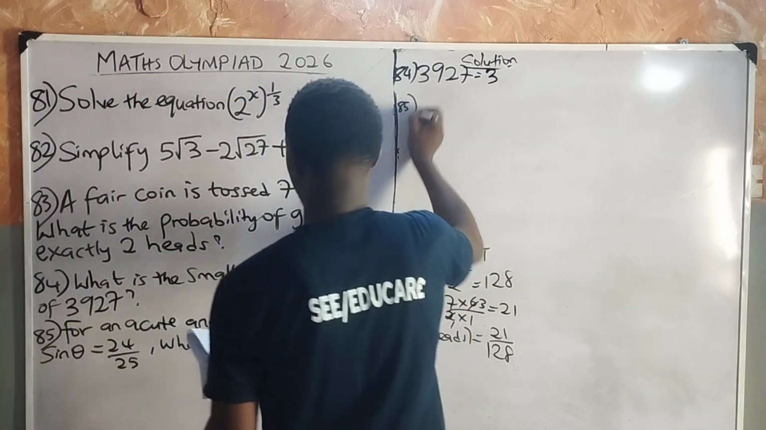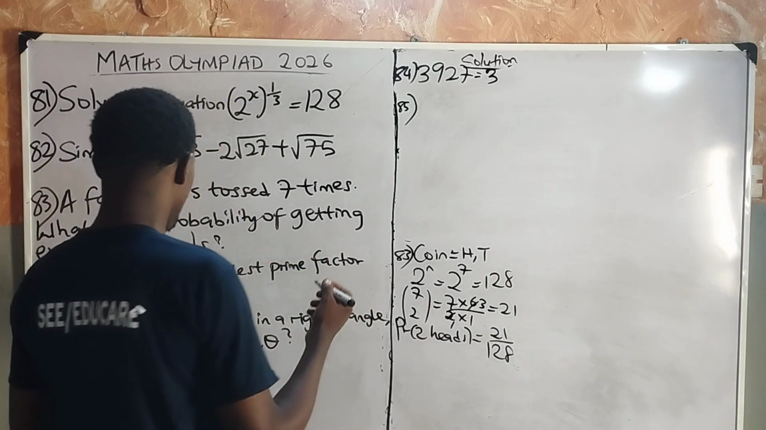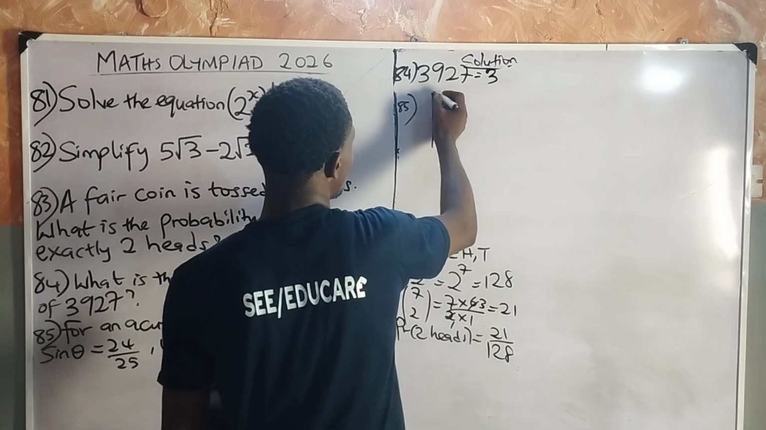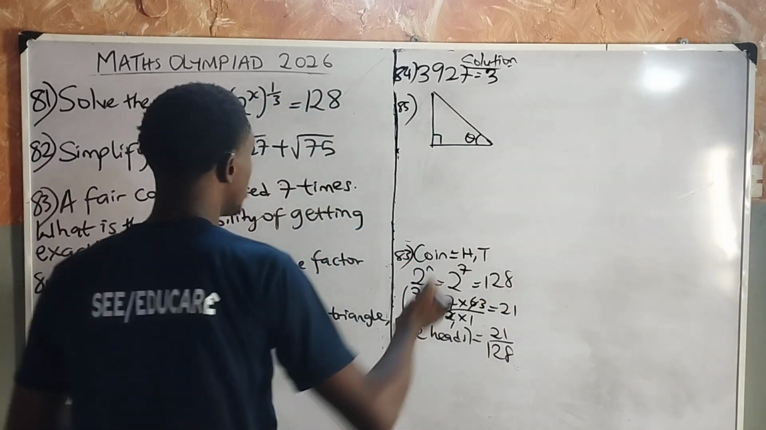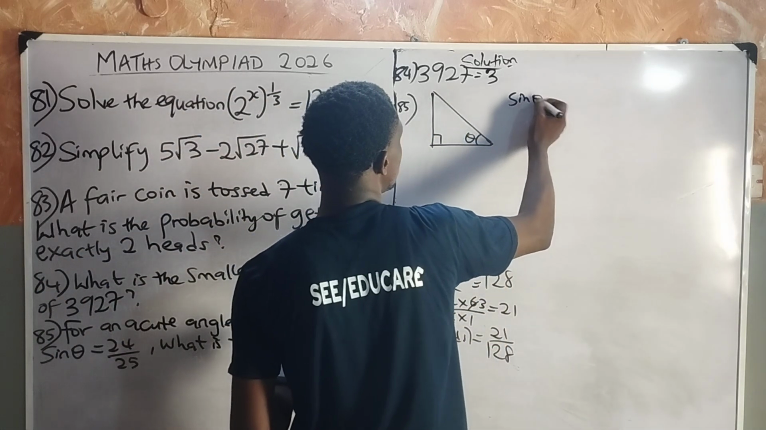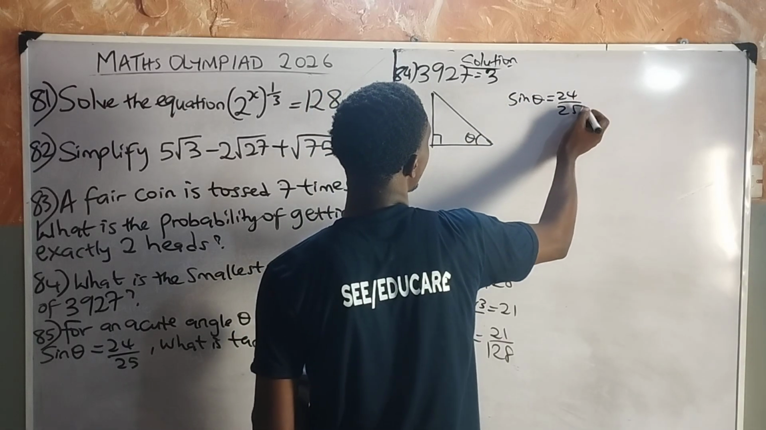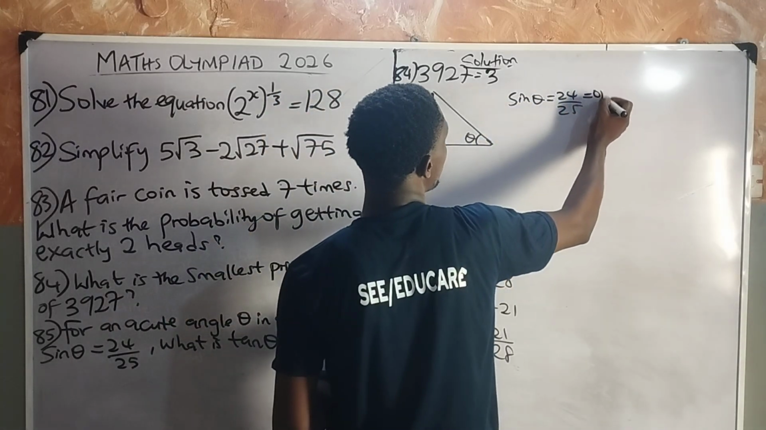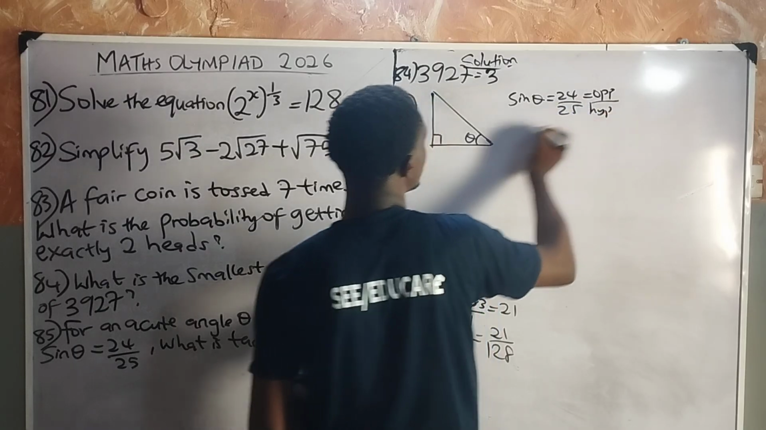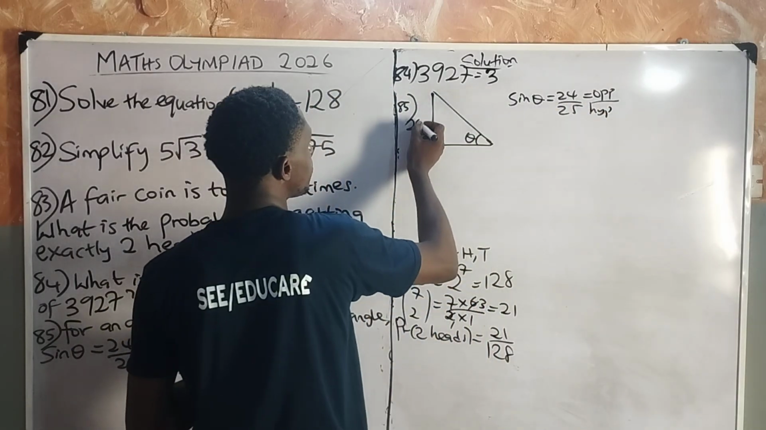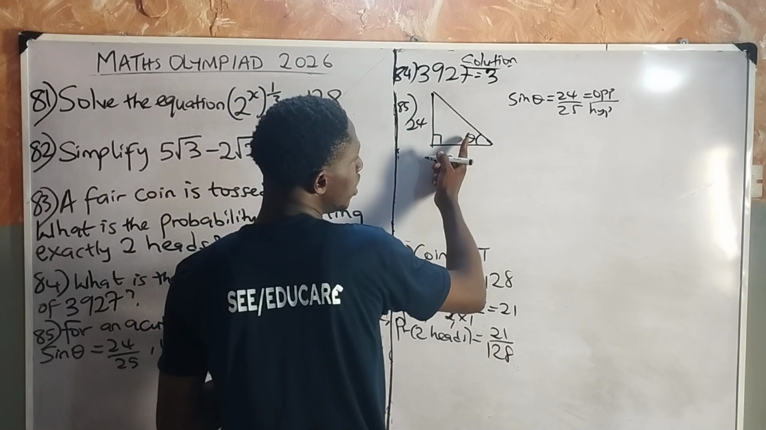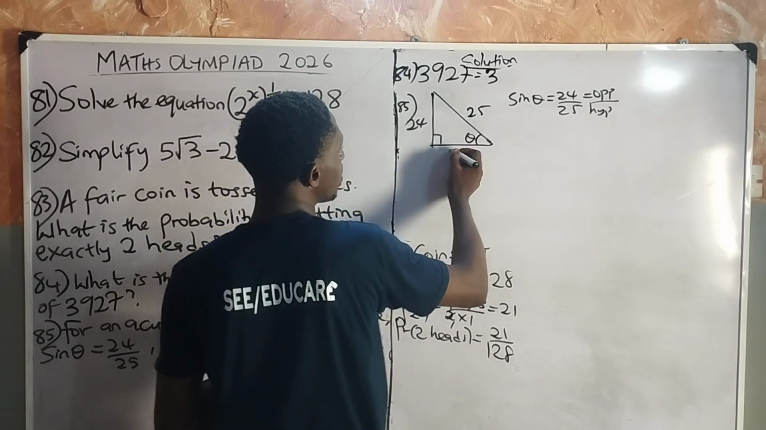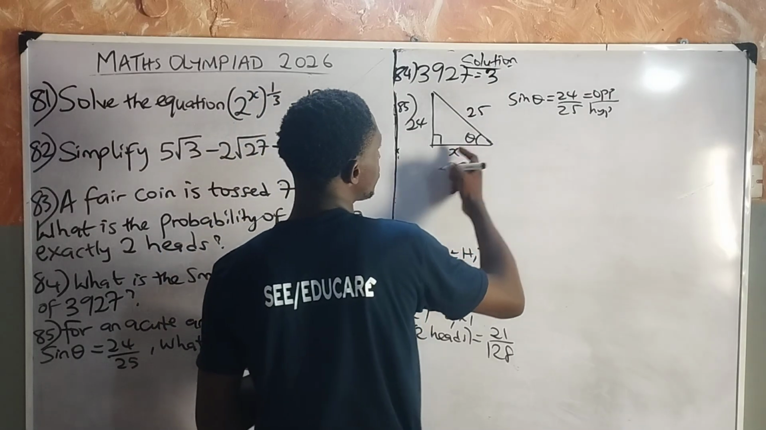We go to 85. For an acute angle theta, so this is a right angle triangle. Here is 90, here is theta. We are given that sine theta is equal to 24 over 25. So sine means opposite over hypotenuse. So our opposite is 24 here, the side opposite to the angle. Then the hypotenuse is 25. So let's look for the adjacent using Pythagoras theorem.